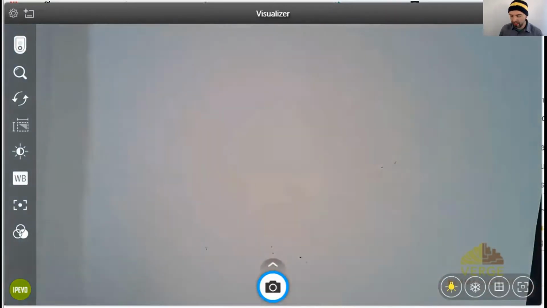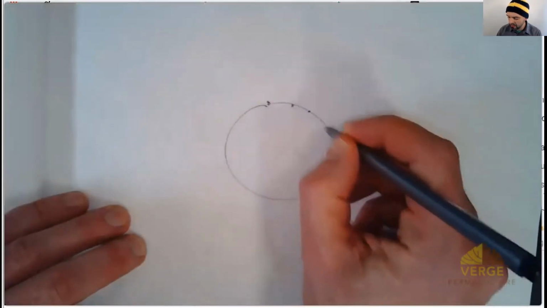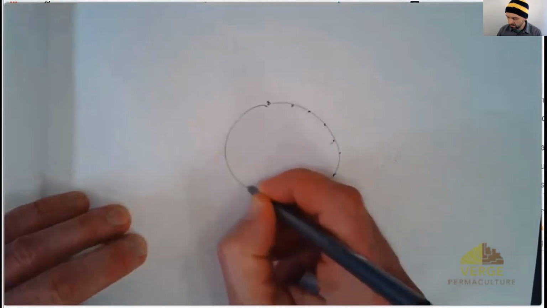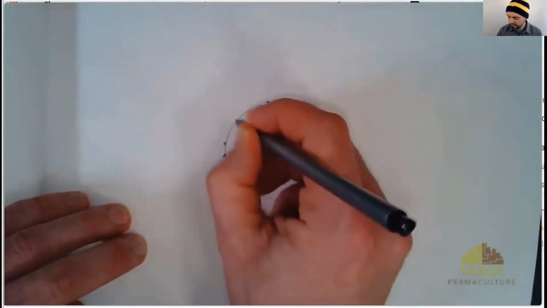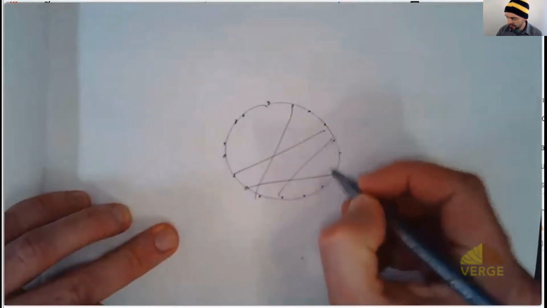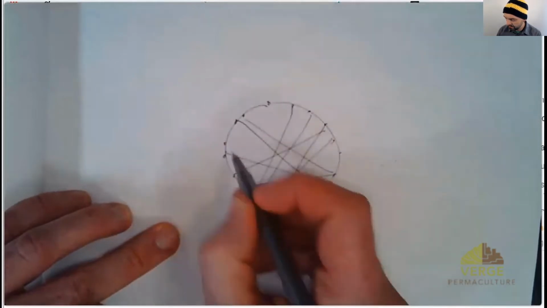So when we look at ecosystems, they function in webs. Every element in an ecosystem is part of that web. Okay, and every element is connected to every other element. And it's these connections that create stability in an ecosystem.